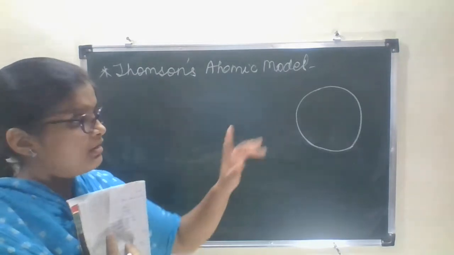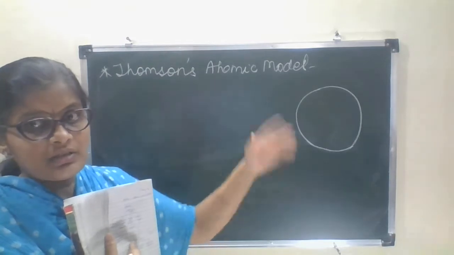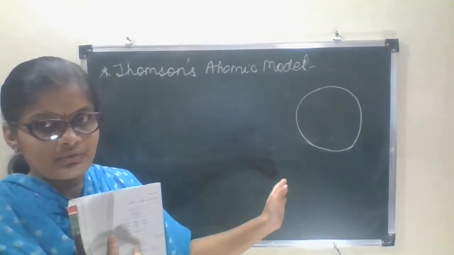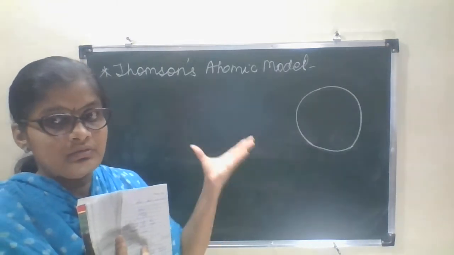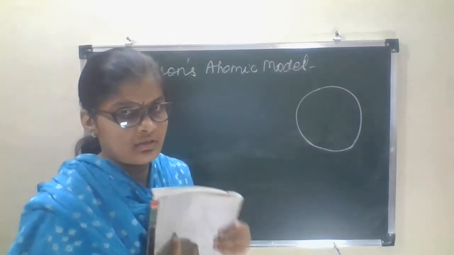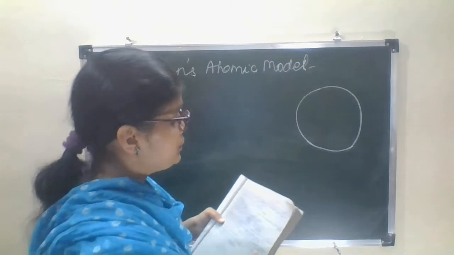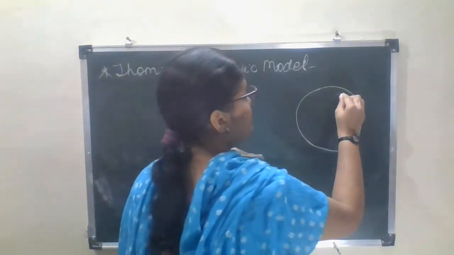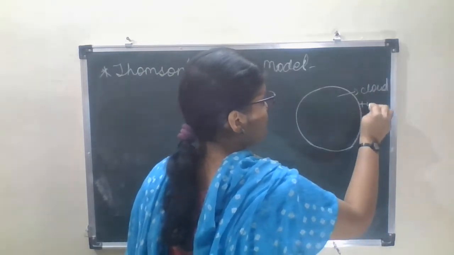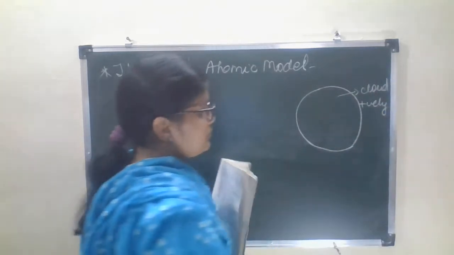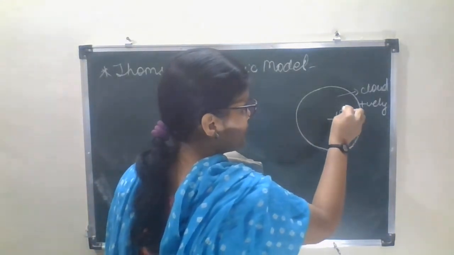If anyone comes and says, ma'am, this is a ring, you can't call it a ring. This is the circumference of the circle. Thomson was calling it a sphere, which means three-dimensional space is there. So according to his observation, this is the positively charged sphere, which means a positively charged cloud is there. This cloud is positively charged, and inside, the radius is considered as 10 to the power minus 10 meter.